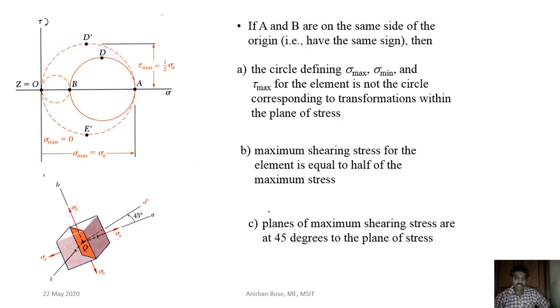So you have understood how we can do it, and here also you see the maximum shearing stress is at 45 degrees to the plane of the principal stress.